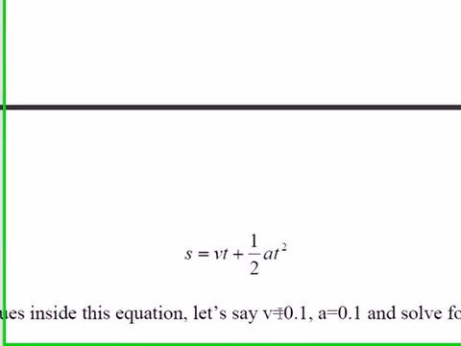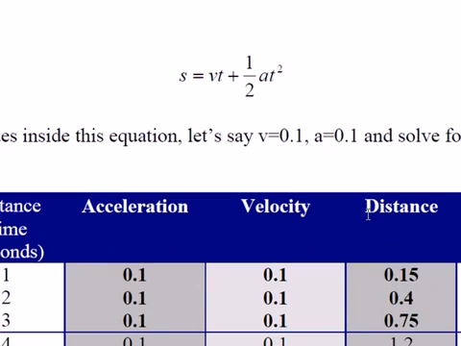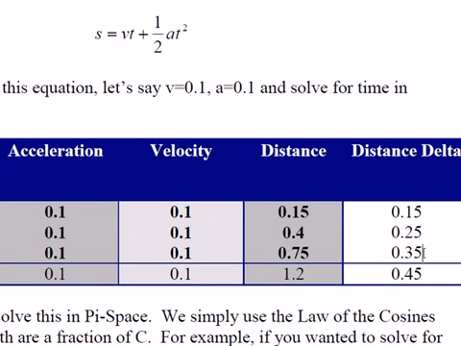Let's take the example where velocity is 0.1, A is 0.1, and solve for time t in seconds. In this example you can see the results. After 1 second you get a distance of 0.15. After 2 seconds it's 0.25, 0.35, and 0.45 after each second. And you can see the distance deltas here are 0.15, 0.25, 0.35, and 0.45.